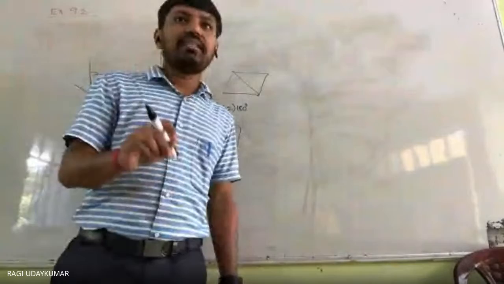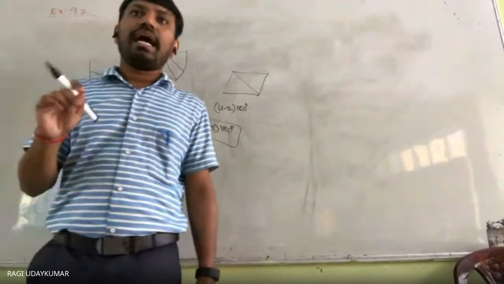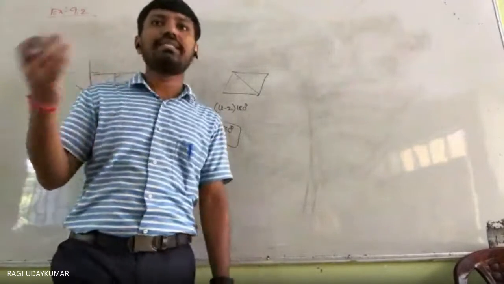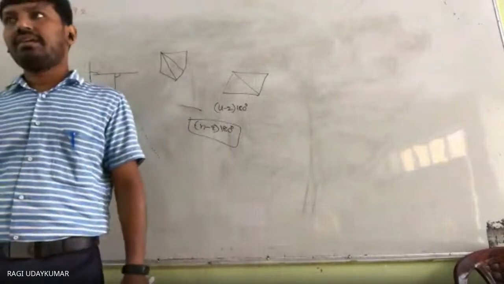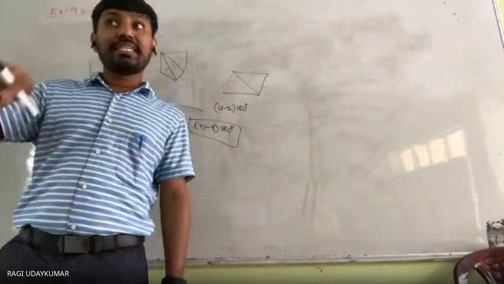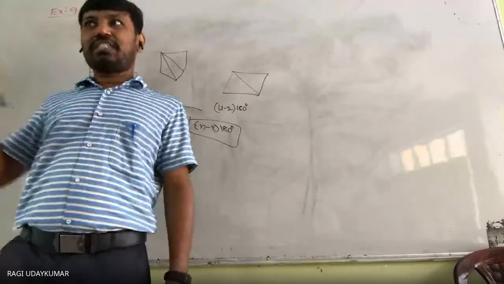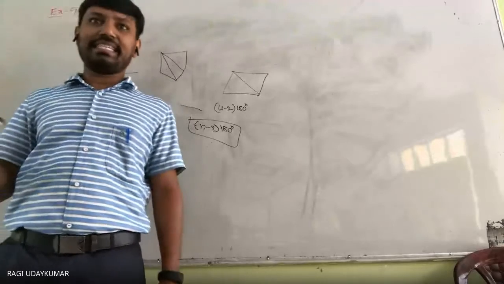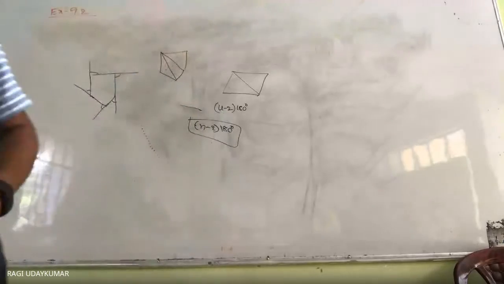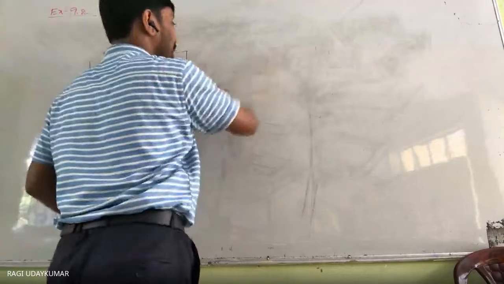Now the question is asking that the smallest angle is 120 degrees, and the difference between the two consecutive interior angles of the polygon is 5 degrees. So the smallest angle is 120 degrees, means next one is 125, next one is 130, like that it is increasing. Find the number of sides of the polygon. So that means compulsory you need the sum of the interior angles of the n-sided polygon.